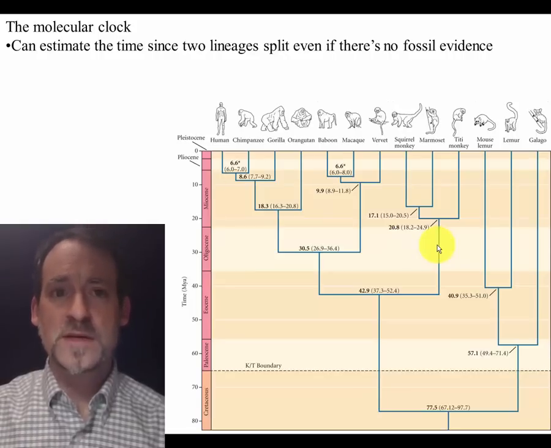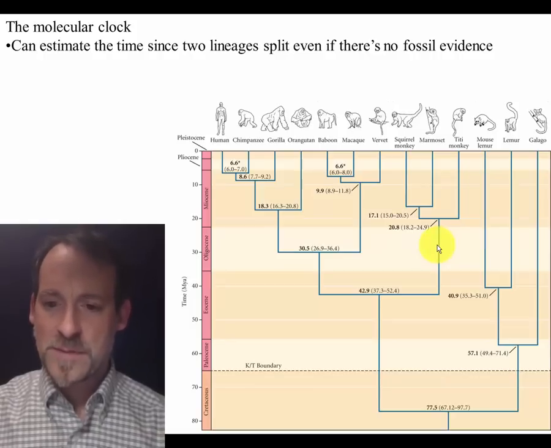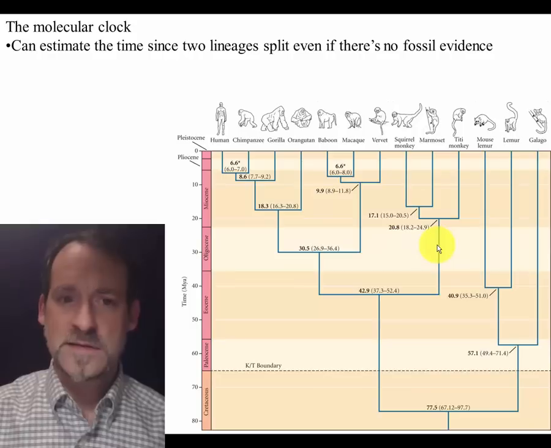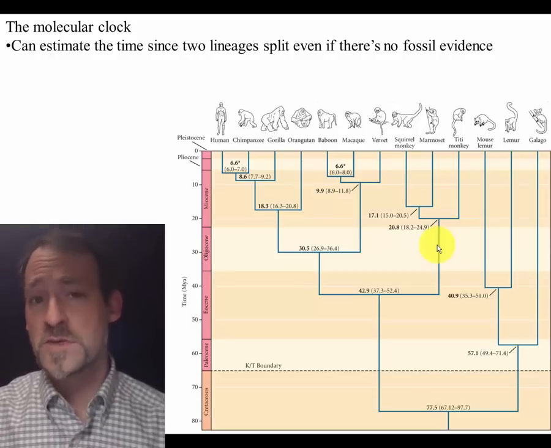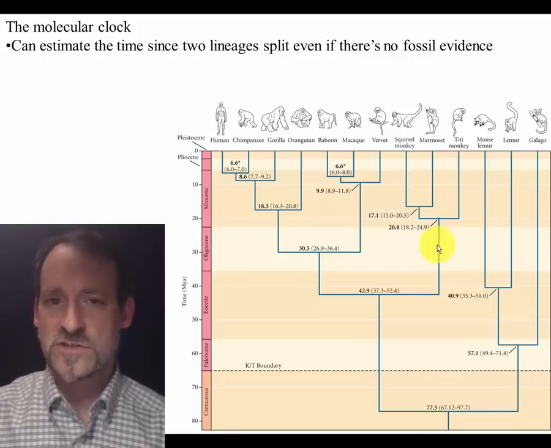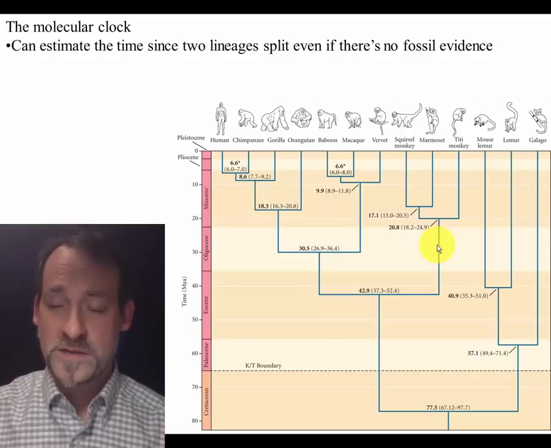Okay, so for example, even without fossil evidence, we can look at the genetic similarities between a human and chimpanzee and infer that those lineages parted ways between 6.0 and 7.0 million years ago. If you want to know when the New World monkeys split away from the Old World monkeys, well, that probably happened between 37 and 52 million years ago, based on the molecular clock. This is great because there are a lot of groups of organisms that have lousy fossil records, and you can still get a decent reconstruction of their evolutionary history by using the molecular clock.